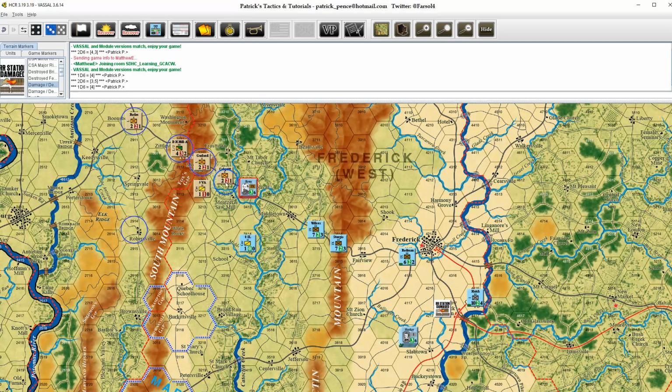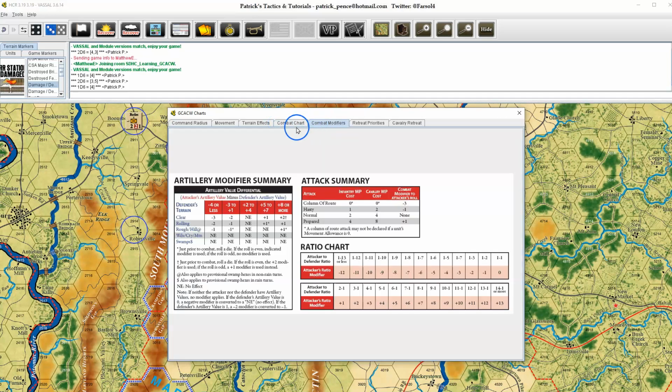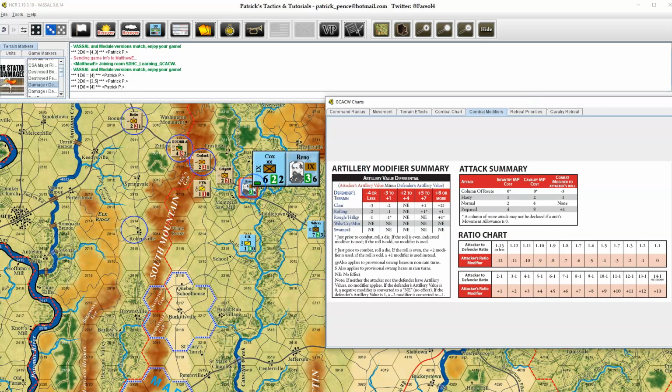So the first type of combat is attacking while you're marching, and it's up to you how much you wish to expend. I'm going to switch to the combat modifiers here along the charts. And you can see that for the infantry, we have a column of route, hasty, normal, and prepared. Depending on how many movement points I choose to spend, I can make this a very good or literally a very ill-advised hasty or column of route attack. In this case, I've got 4 movement points left over for Cox. So what I could do is spend all 4 of those remaining points and make a prepared attack. And we look over and we could see that that prepared attack will give me a +1 bonus as one of my modifiers.